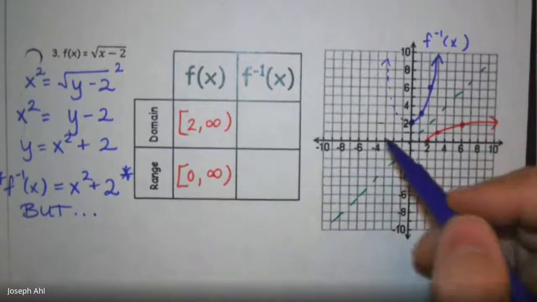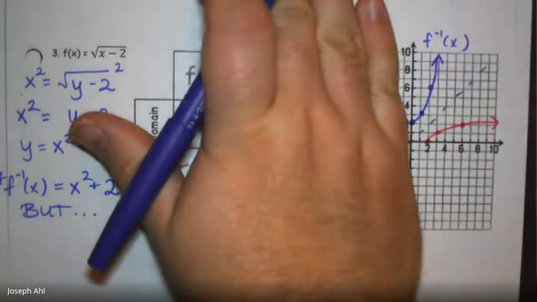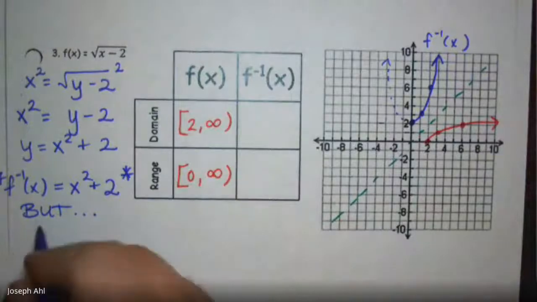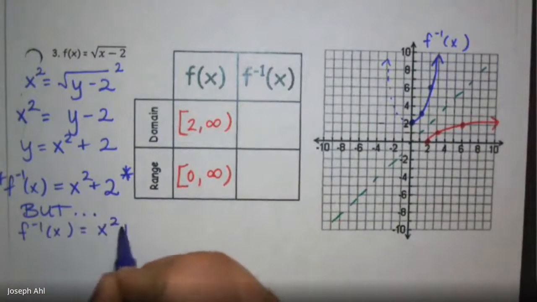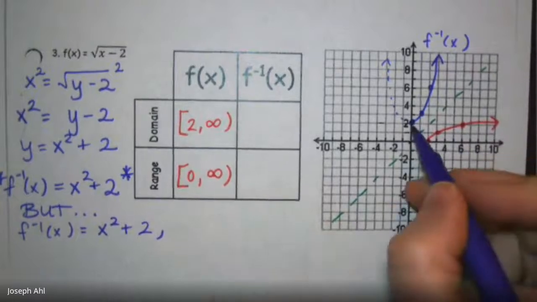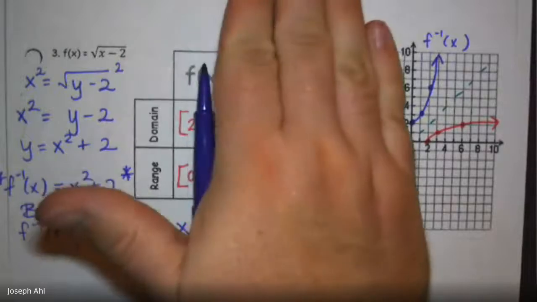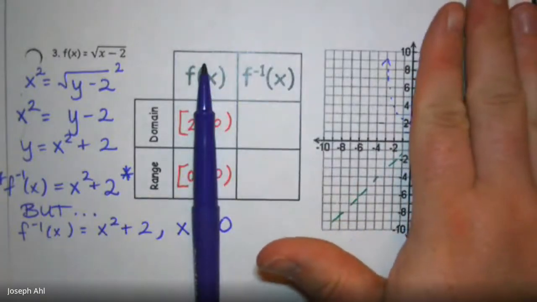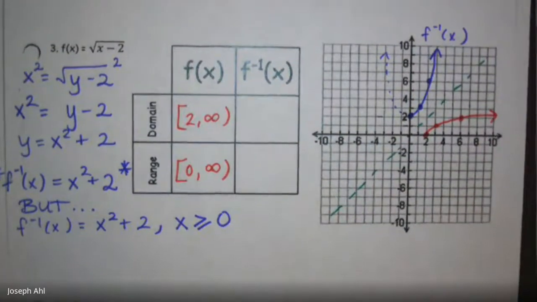You know, this side, this dotted part, you're definitely not seeing that when you graph the inverse. The inverse is only this side of the parabola. So when I write down the inverse equation, I do have to be a little cautious here and say I'm seeing x squared plus 2, but only for x values that are greater than or equal to 0. I'm not seeing it for any negative x values. So why does that happen, that we're only seeing it for x values greater than or equal to 0?